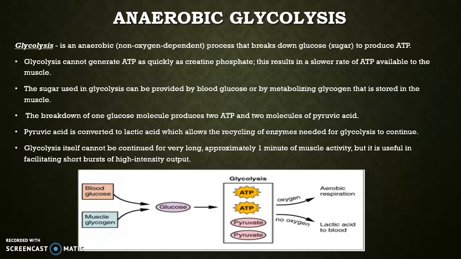The sugar used in glycolysis can be provided by blood glucose or by metabolizing glycogen that is stored in the muscle. The breakdown of one glucose molecule produces 2 ATP and 2 molecules of pyruvic acid. Pyruvic acid is converted to lactic acid, which allows the recycling of enzymes needed for glycolysis to continue. Glycolysis itself cannot be continued for very long, approximately 1 minute of muscle activity, but it is useful in facilitating short bursts of high intensity output.